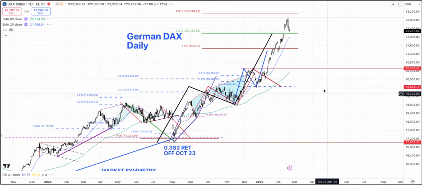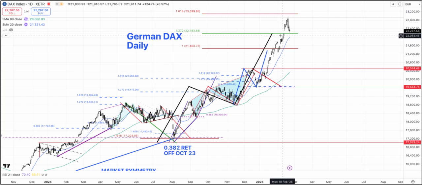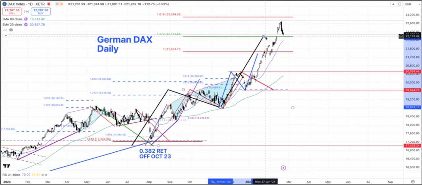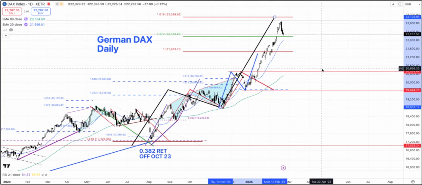So this is the German DAX. The German DAX has been moving lower. It's filled this gap, but it came very close to our target of 23,100. Maybe it goes range bound a little bit. Maybe it goes and hits this level. But our extended ABCD, I think it's pretty much reached that target.